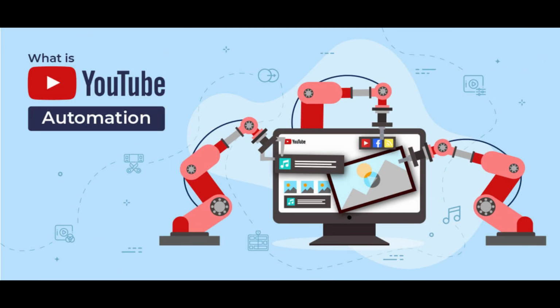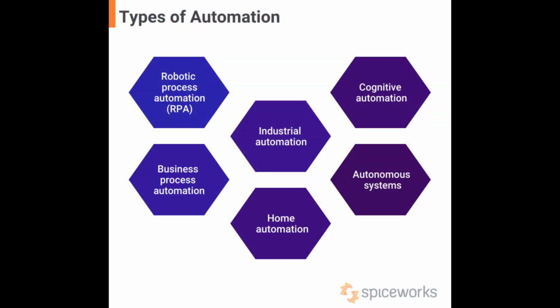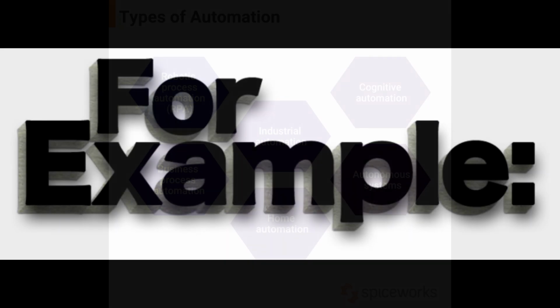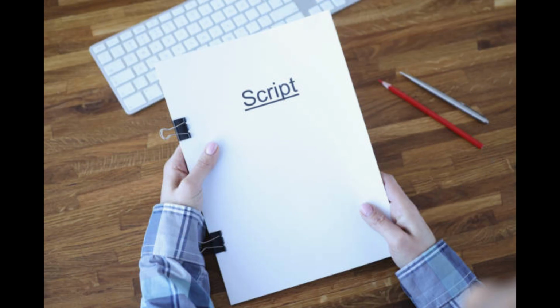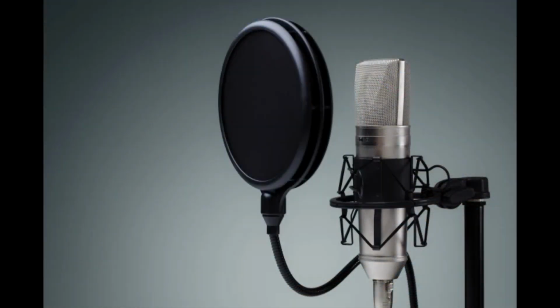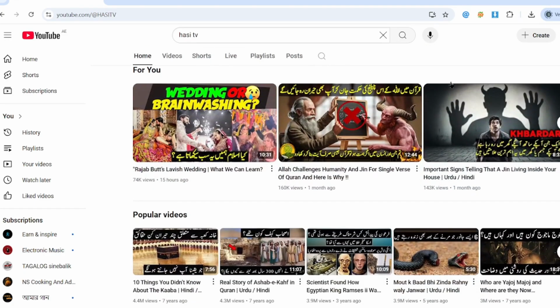What is YouTube automation? First, let's understand what YouTube automation means. Automation means most of the work is delegated or automated, so you don't have to do everything yourself. For example, you research a topic, hire someone to write the script, outsource voiceovers and video editing to freelancers. This model works best for faceless channels such as top 10 videos, motivational content, tutorials and more.